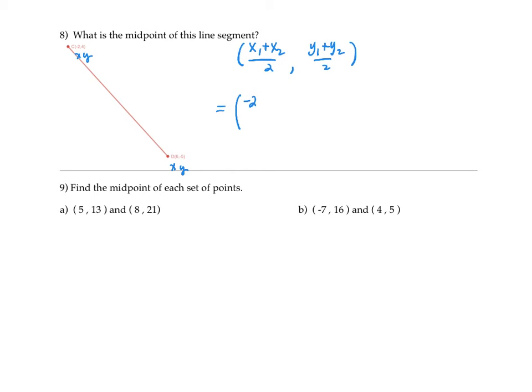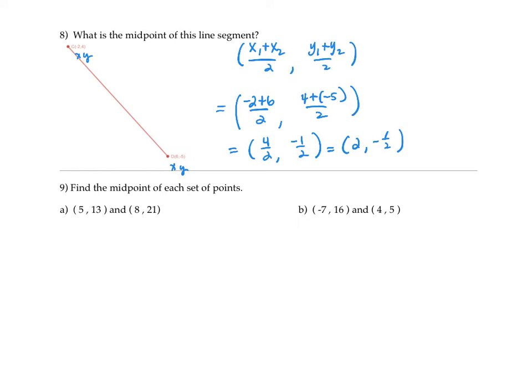So take -2 plus 6 divided by 2. There's the x's. Now with the y's, take 4 plus -5 and divide by 2. -2 plus 6 is going to give us 4 over 2. 4 plus a -5 is -1 over 2. So 4 divided by 2 is 2, and -1/2.